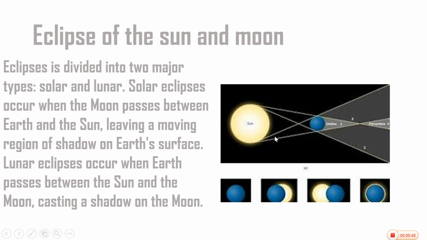Here we have the sun, the moon, and the earth is somewhere here. Now the moon is in between the sun and the earth. The moon is blocking the sunlight from reaching the earth, and thus is causing the eclipse of the sun. Now when the earth is in between the moon and the sun, the earth blocks the sunlight from reaching the moon. That is what is called the eclipse of the moon, or the lunar eclipse.